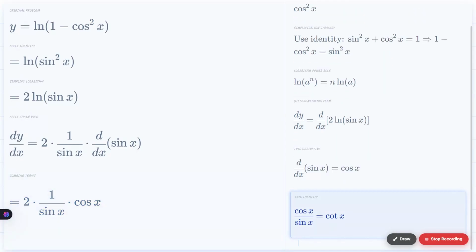We use the rule that cosine divided by sine equals cotangent. We do this to make the fraction look simpler. This is a math rule for trigonometric functions.